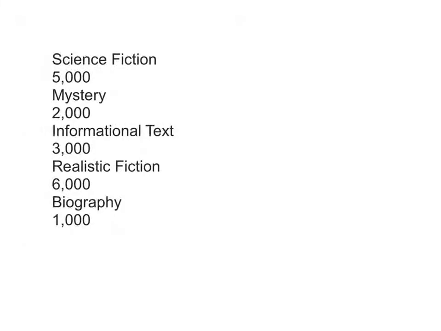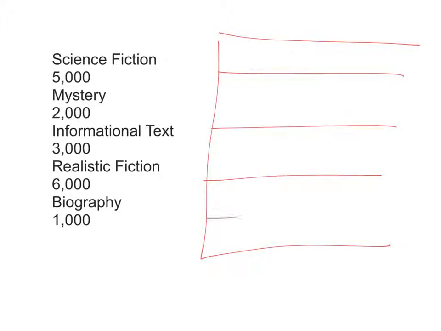Let's for a moment pretend that we have a library that has this many of each type of books. Science fiction is 5,000, mystery 2,000, and so on down the line. What if I wanted you to make a pictograph to show that? Well, first of all, you would need to have a table with the correct number of spaces. And I have 1, 2, 3, 4, 5 different types of books, and I'm going to need a title as well, so I'm going to need 6 spaces. 1, 2, 3, 4, 5, 6.